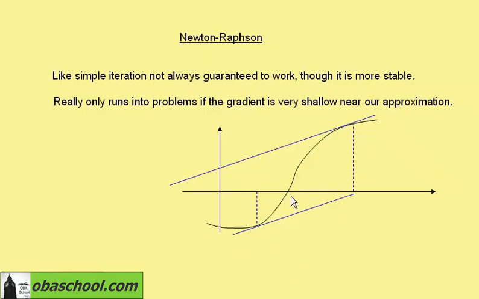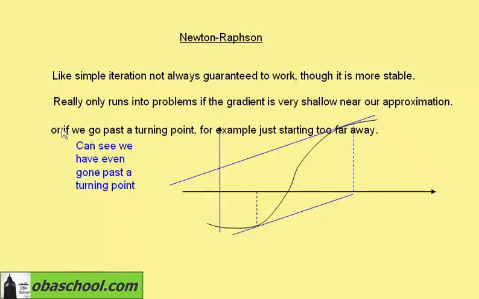So when it does fail, it fails quite spectacularly and quickly, and this is a good thing because we can see that it's failing very early on. As pointed out, we can see here that we've even gone past this turning point. If we go past a turning point, for example, just starting too far away, that is another reason why the Newton-Raphson method might fail. So it's important when using this method to try to start it close to the root.